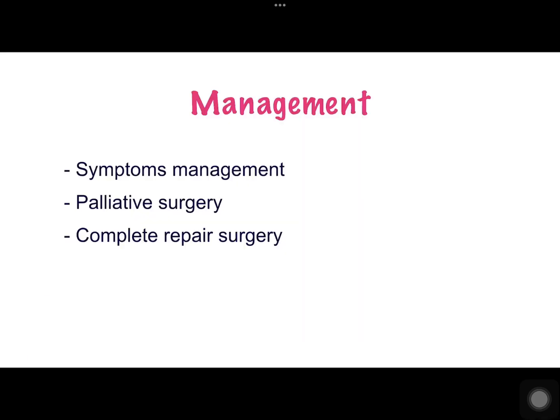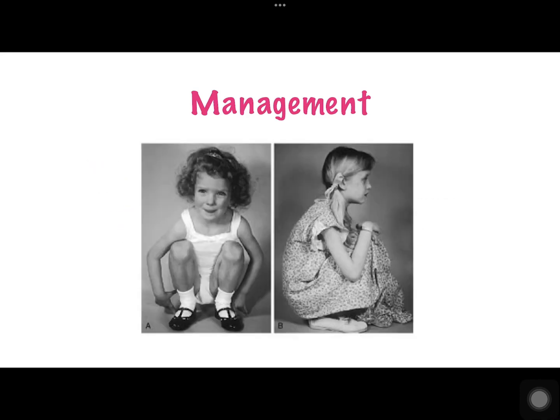Management depends mainly on the presentation. We're going to need symptomatic management, or maybe palliative surgery, or complete repair surgery, depending on the age, on the severity, on the patient himself. For example, we have the squatting position for symptomatic relief. This squatting position raises the systemic vascular resistance on the left side, so the right to left shunt will be decreased, and by that we will relieve the cyanosis, especially in a child with a tet spell.